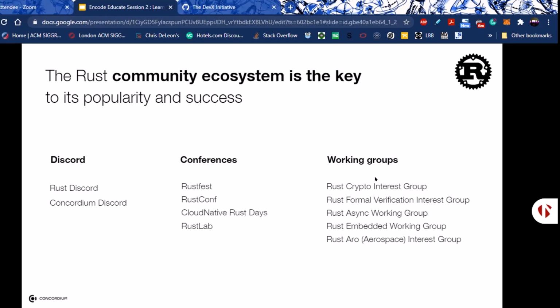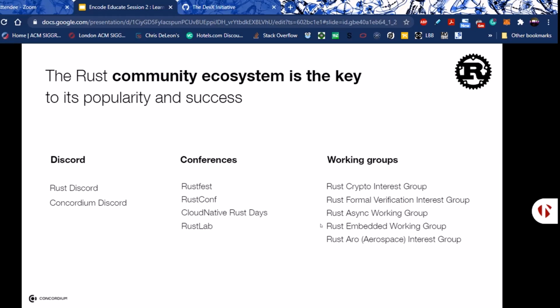Working groups and interest groups are very important, because again, these are accessible, and if you want to see what's actually being built throughout the wider ecosystem, get involved in interest groups. Again, through the DevX Initiative, there are going to be some interesting things happening with the Rust crypto interest group and the Rust formal verification interest group, because all of the work that has been done by Concordium and Cobra in the background is actually being fed into the wider Rust ecosystem. So there are going to be some exciting things happening there.